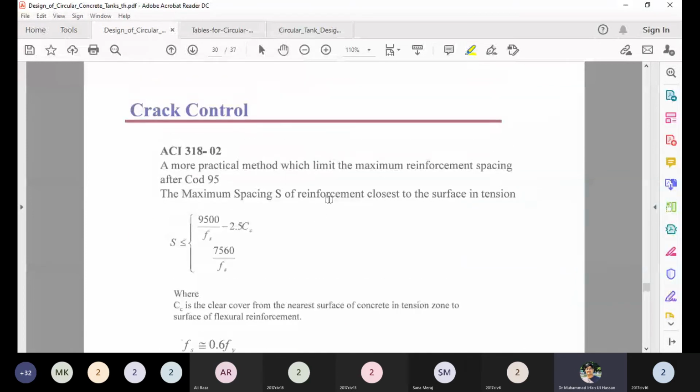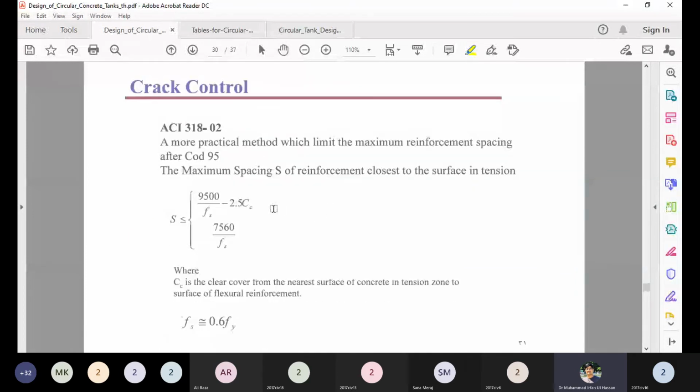This is the limiting spacing expression. To control the crack, the maximum allowed spacing should be less than these formulas which are given. CC is the clear cover, Fs is the stress in the steel, for which 0.6 Fy is to be taken in this formula.